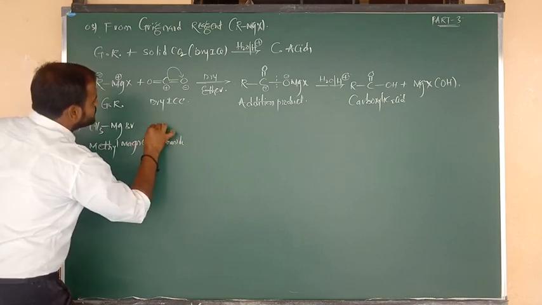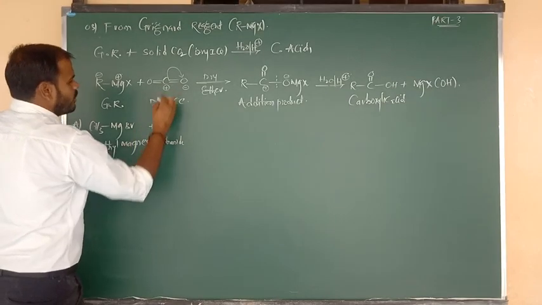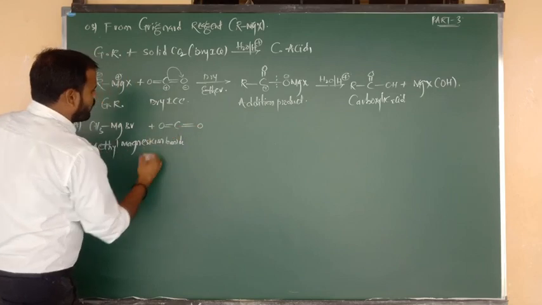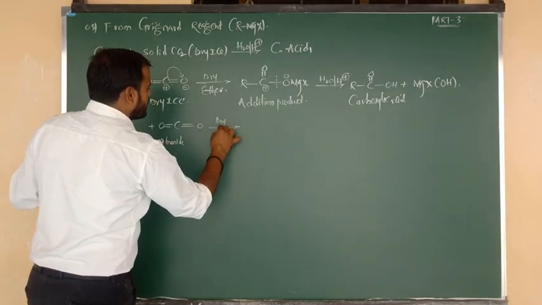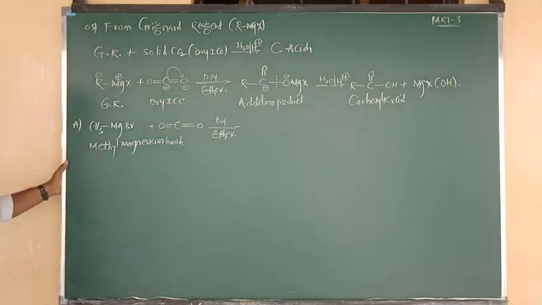Methyl magnesium bromide undergoes a reaction with what? Dry ice. What is the formula of dry ice? C double bond O, again double bond O, nothing but CO2. The reaction takes place in the presence of an inert solvent, that is nothing but dry ether.